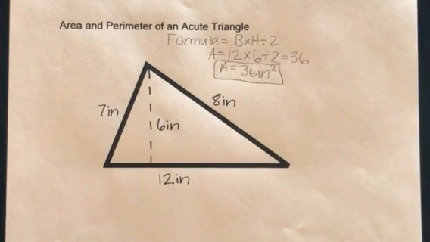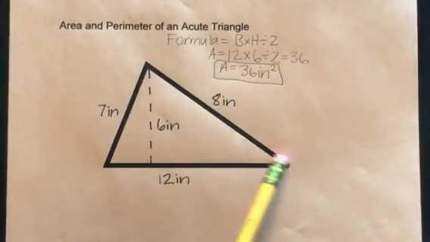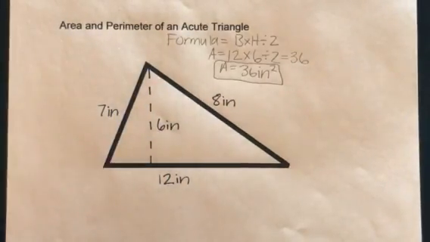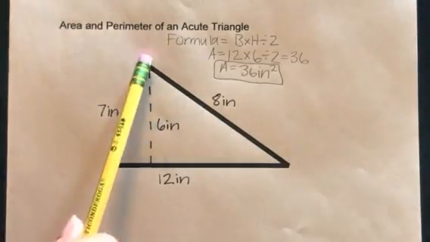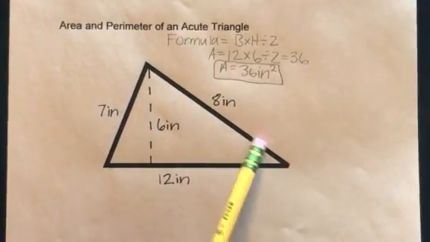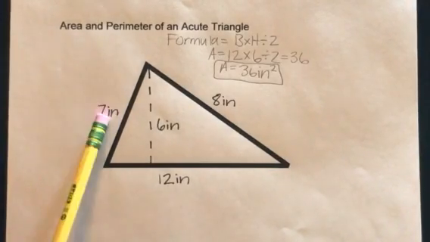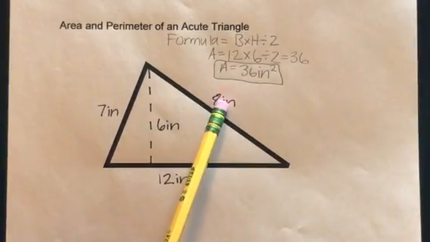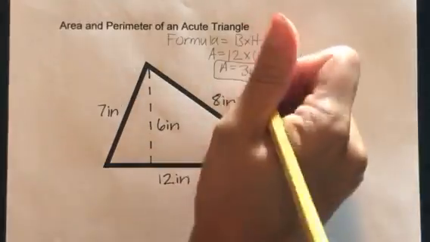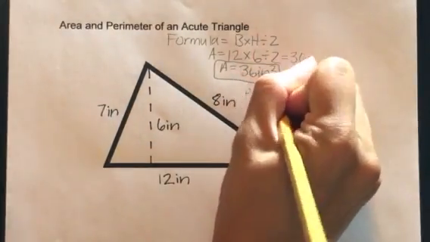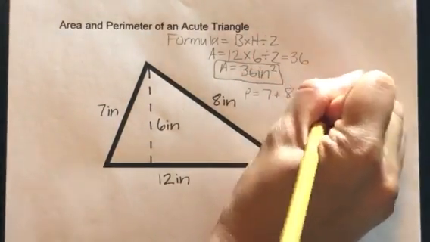Now we're going to solve for the perimeter. So the perimeter is really the distance around the triangle. So we're going to add all the distance around. So we're going to be adding 7 plus 8 plus 12 to find the perimeter. 7 plus 8 plus 12.